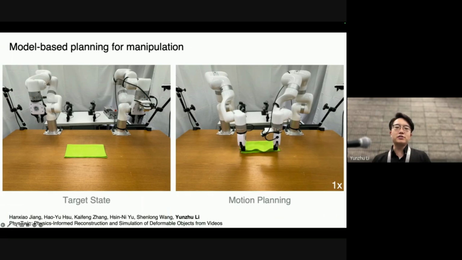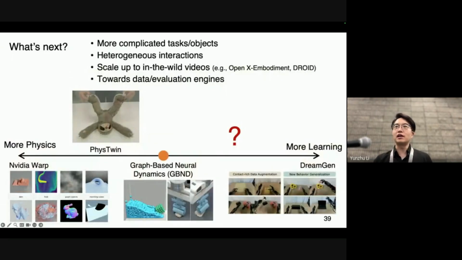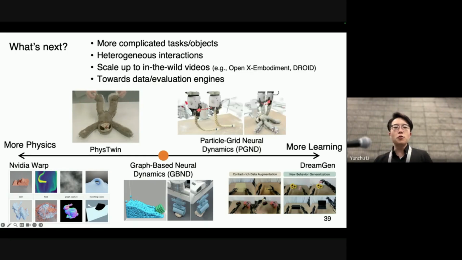So this is about adding the physics-based part, extending our framework and making it more sample efficient and more generalizable. On the other end, we are also asking the question: can we make this graph-based neural dynamics model even more generalizable and adaptable, and potentially one day scale up to in-the-wild data, like DROID or Open X? So then we present the particle-grid neural dynamics model.